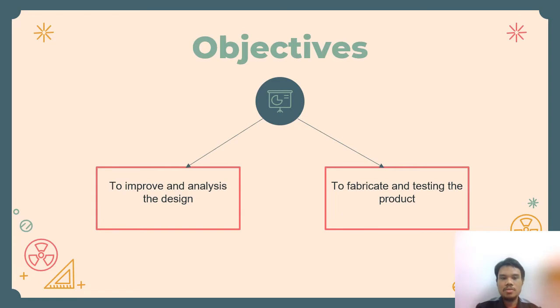Then, I would like to talk about the objective of the project. First, to improve and analyse the design. Based on the previous project, the material used for the mechanism was wood. So I would like to change it to metal, that is aluminum, to keep the mechanism lightweight. Next, to fabricate and test the product, from the aluminum plate, I have redesigned it and will fabricate it using a CNC machine based on the drawing. Then, the mechanism must be tested to achieve the functionality of the project.